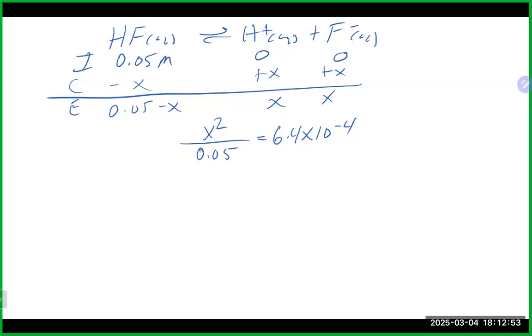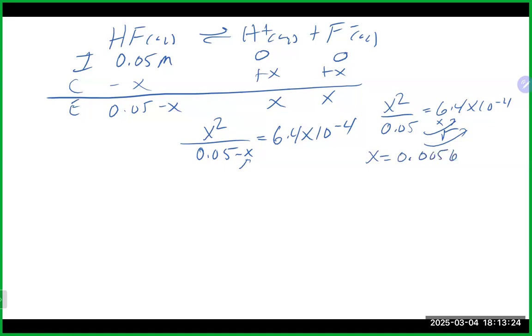Again, we did our assumption, obviously, in this case. That would be minus x. We're going to assume that is 0. So x squared over 0.05 equals 6.4 times 10 to the minus 4. We're going to multiply and again do the square root like we did previously. So 6.4 times 10 to the minus 4 times 0.05, a little square root action. Going to give us an x value in this case of 0.00566. We divide this by 0.05 times it by 100%.